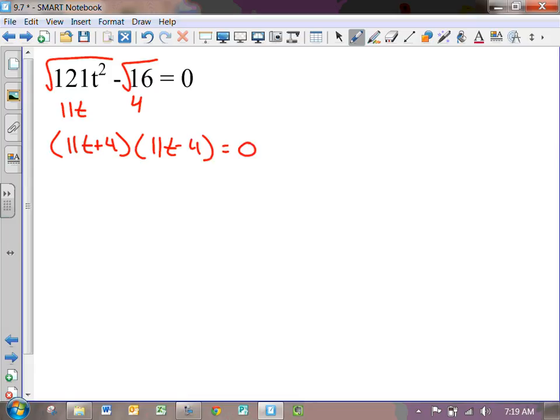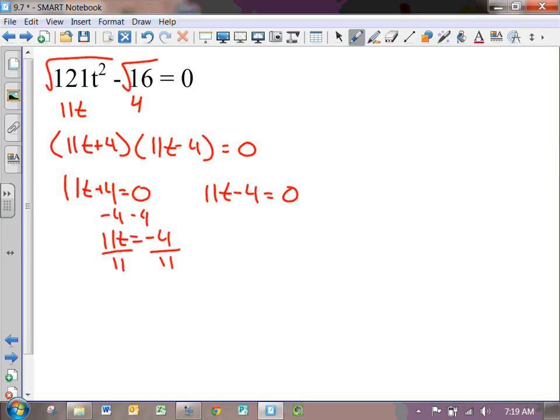Since it equals 0, that means we've got to figure out what those roots are. So to find the roots, we set each of them equal to 0 using the zero product property. So we have 11t plus 4 equals 0, and 11t minus 4 equals 0, and we're just solving both of those. So subtract 4, 11t equals negative 4. Dividing by 11, we get t equals negative 4/11.